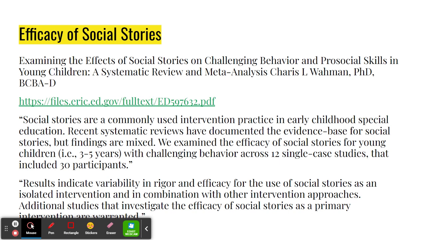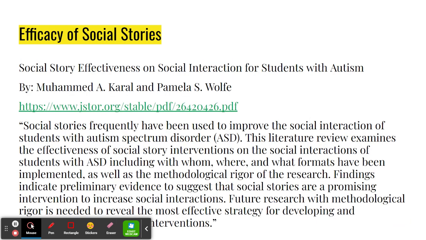We examined the efficacy of social stories for young children ages 3 to 5 with challenging behaviors across 12 group or single case studies that include 30 participants. Results indicate variability in rigor and efficacy for the use of social stories as an isolated intervention and in combination with other intervention approaches. So basically, it just says more information is needed before the findings are positively based.